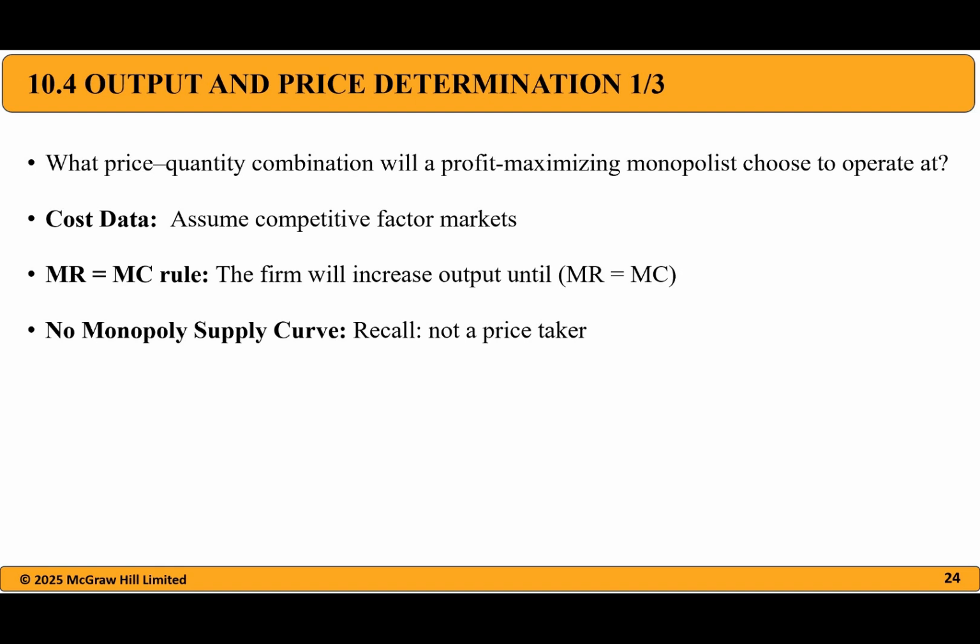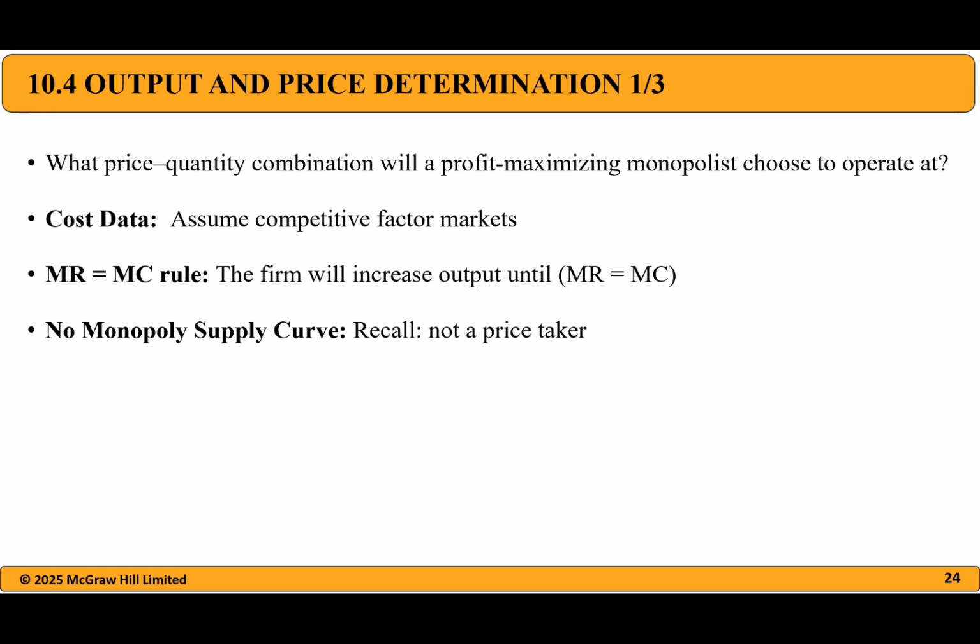Now we want to see the profit maximizing scenario. Before going to see, we can think about the output and price determination case. What price quantity combination will a profit maximizing monopolist choose to operate at? So we need to think about the cost data, assume competitive factor markets, and the MR equals MC rule.